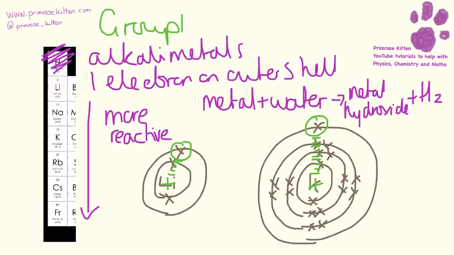Now, in lithium, there's not a lot of distance between the positive charge and the electron. So lithium has quite a tight hold over it, whereas in potassium there's lots of distance, there's lots of shells in the way getting in between the positive nucleus and the electron that's trying to escape. So it's actually quite hard for potassium to hold on to this electron, so it loses it quite easily. And because it loses it quite easily, it makes it more reactive. Now the technical term for these electrons getting in the way is shielding.